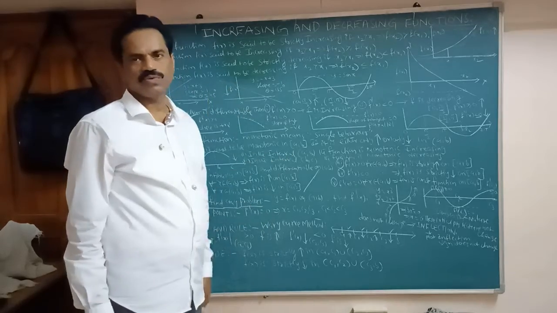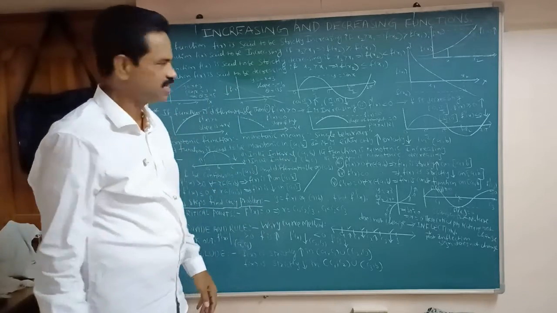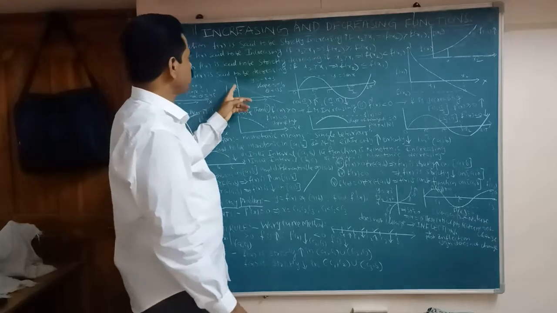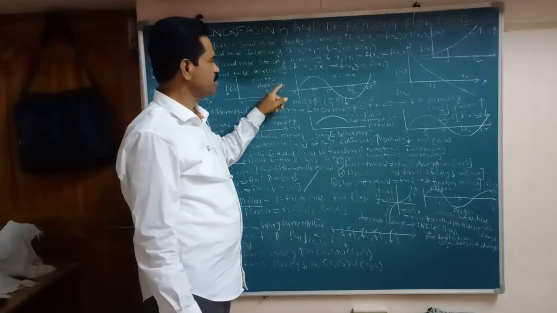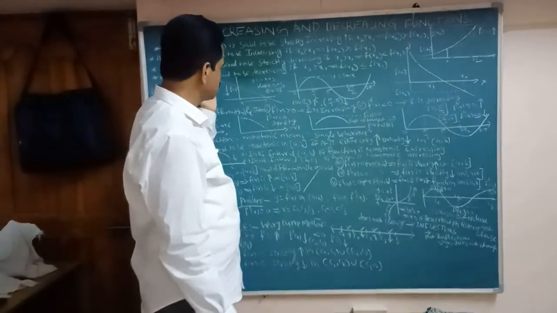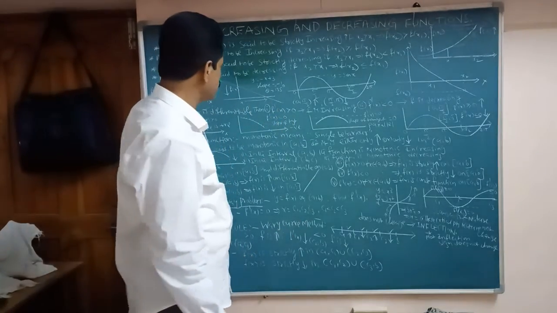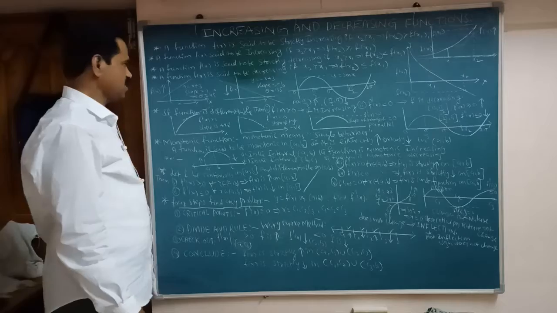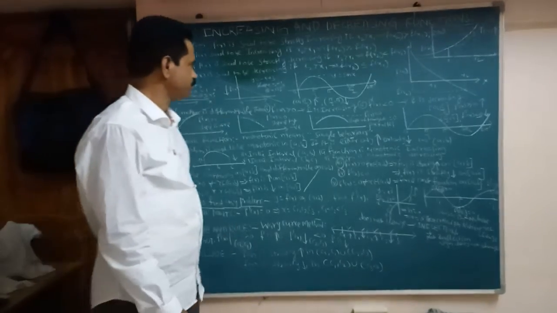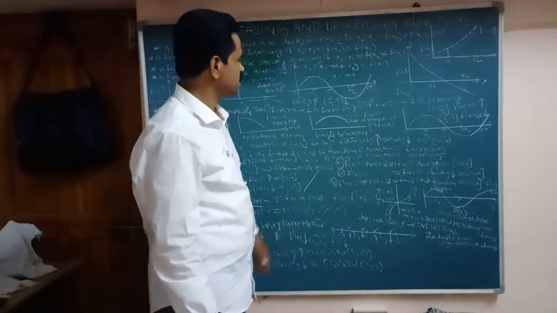The angle is negative, so the curve is decreasing like this. So here y equal to minus x, minus is there. Slope is minus 1, theta equal to 135 degrees. Here x is increasing, the curve is decreasing, the line is decreasing. So f of x is a decreasing function here.